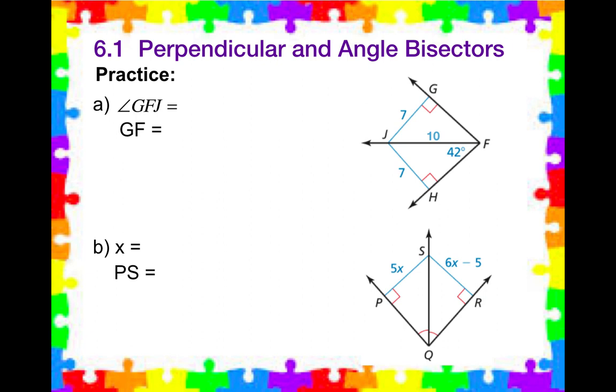Down at the bottom, I have an angle bisector, and since S is on that angle bisector, we know by the theorem that the distance from here to here is going to be the same as from here to here. So we can just make 5x equal to 6x minus 5. And when we do that, we find that x is equal to 5. And PS, well, PS is going to be 5 times 5, which is 25.